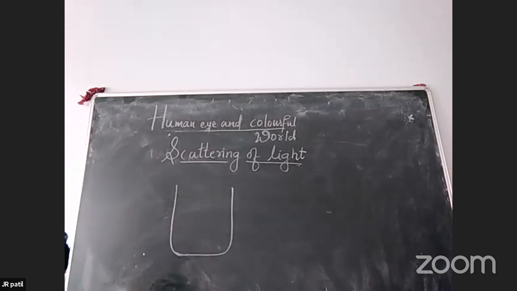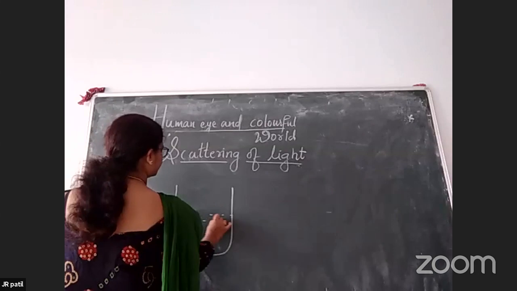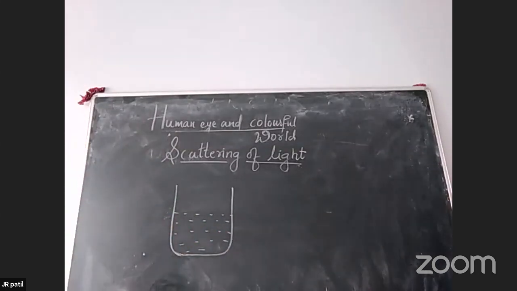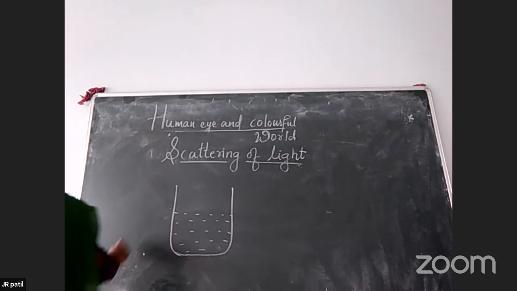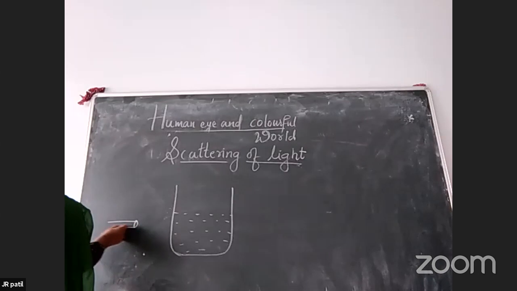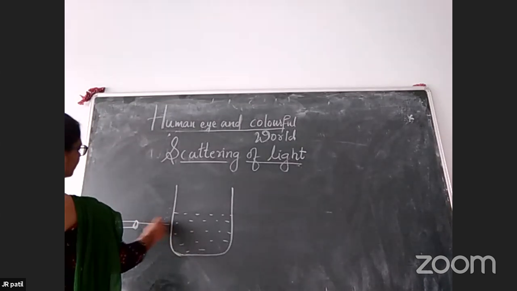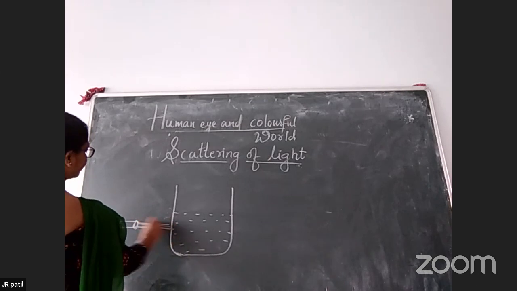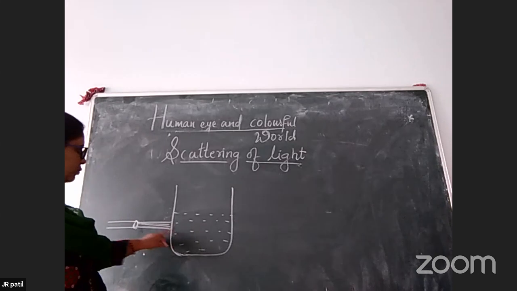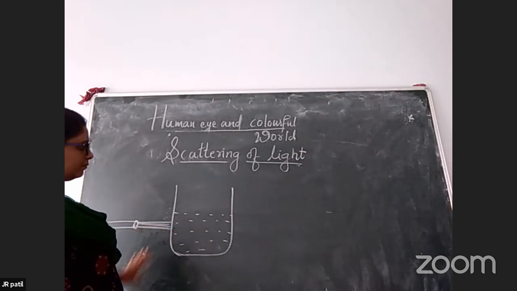You take a beaker and fill that beaker with water. Take a torch or a laser light like this and try to see the light like this. You pass this light through that water. We see the colloidal particles.